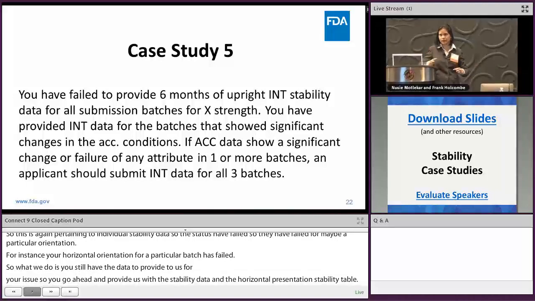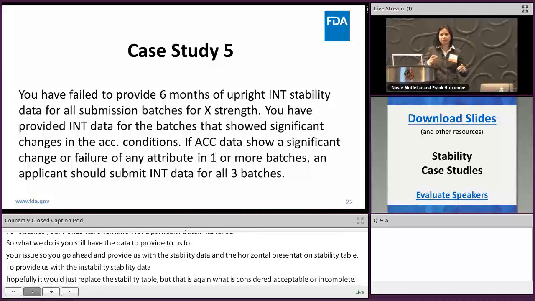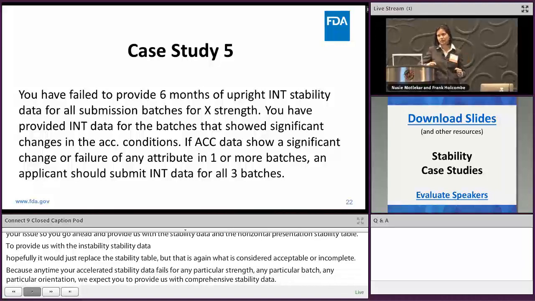failed stability data table. But that again is considered not acceptable or incomplete, because anytime your accelerated stability data fails for any particular strength, any particular batch, any particular orientation, we expect you to provide us with comprehensive intermediate stability data. So all 3 exhibit batches, all strengths in the final container closure system. So that's the minimum expectation here.